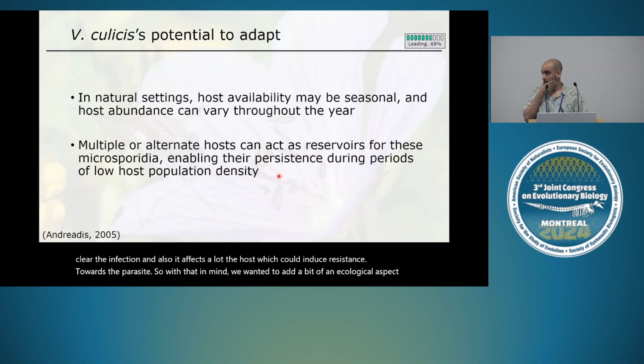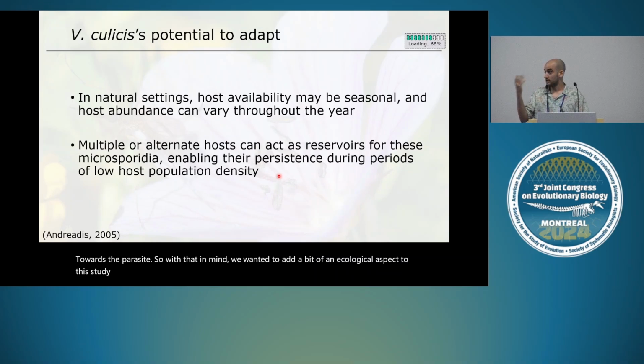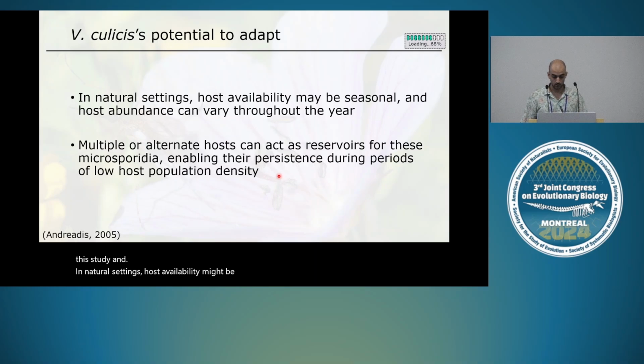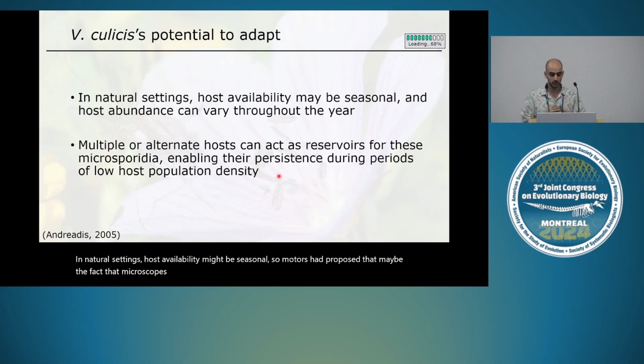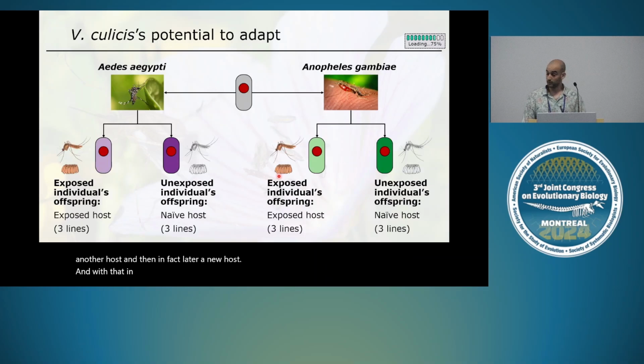So with that in mind, we wanted to add a bit of an ecological aspect to this study. In natural settings, host availability might be seasonal. So some authors had proposed that maybe the fact that microsporidians can infect different hosts is because they might use some hosts as reservoirs, so that if their, let's say, preferred host is not available, they can persist in another host and then infect a new host later.